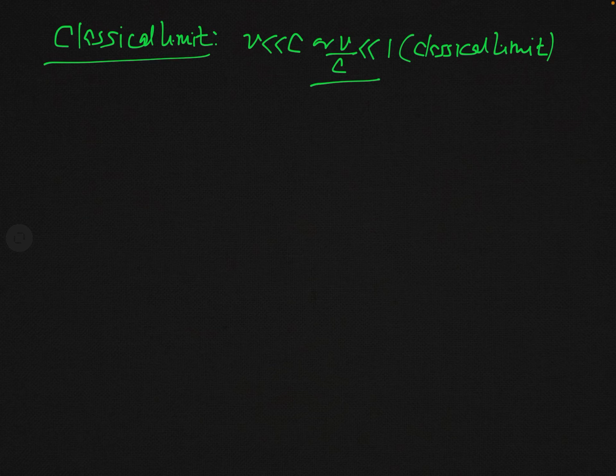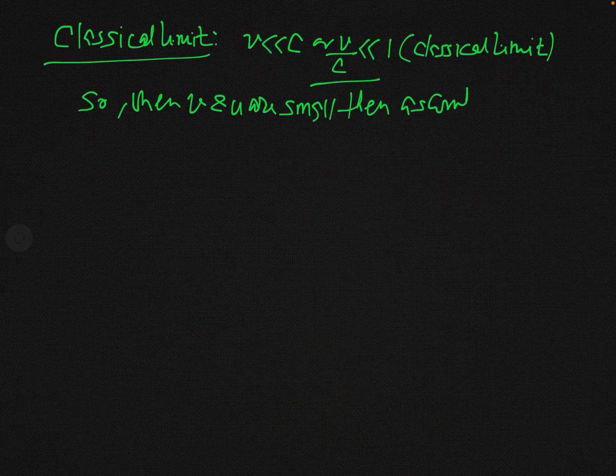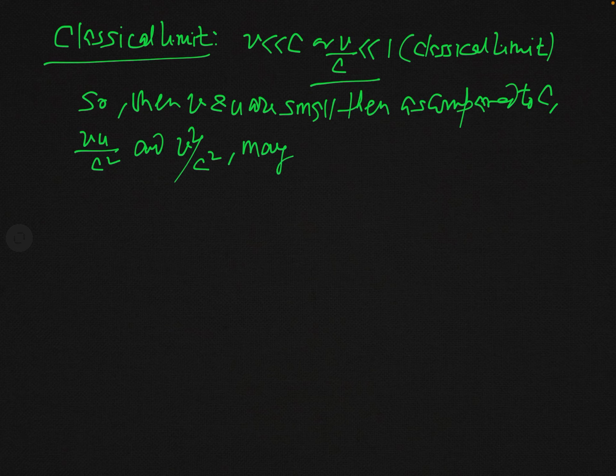So you can see that when v and u are very small, as compared to c, the terms like vu over c square and v square by c square may be neglected.